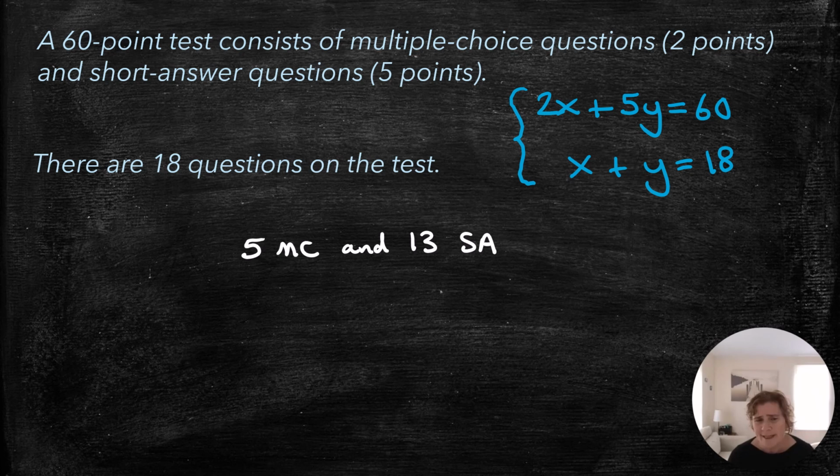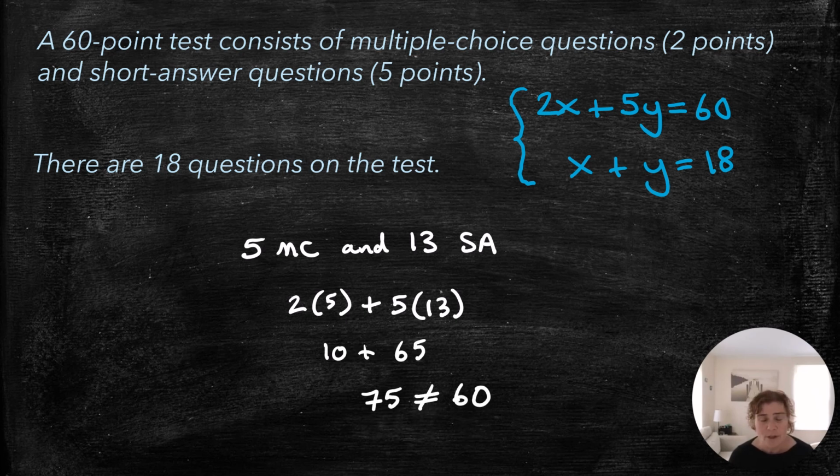So one example, with X plus Y equals 18, we could have 5 multiple choice and 13 short answer questions. But if we try and substitute those values into the other equation, 2 times 5 plus 5 times 13, we get a total of 75, which is not equal to 60. So rather than cycle through all the different combinations and hope to land upon the one that works in both, that's what this video is about, how to solve systems of equations. We're going to look at it graphically and algebraically, with the methods of elimination and substitution. So stay tuned to find out more.